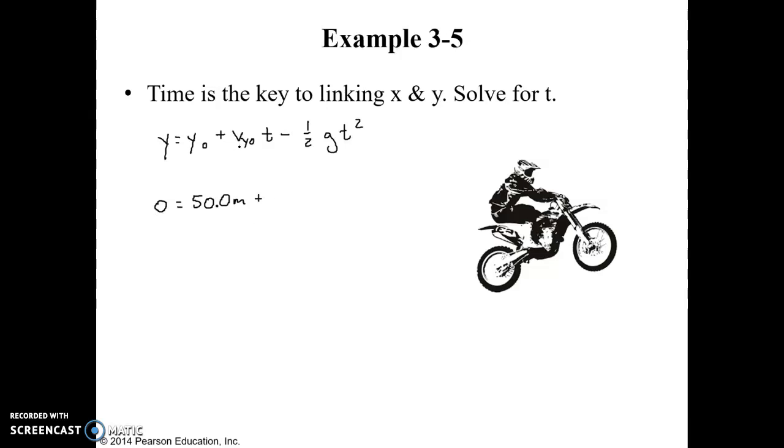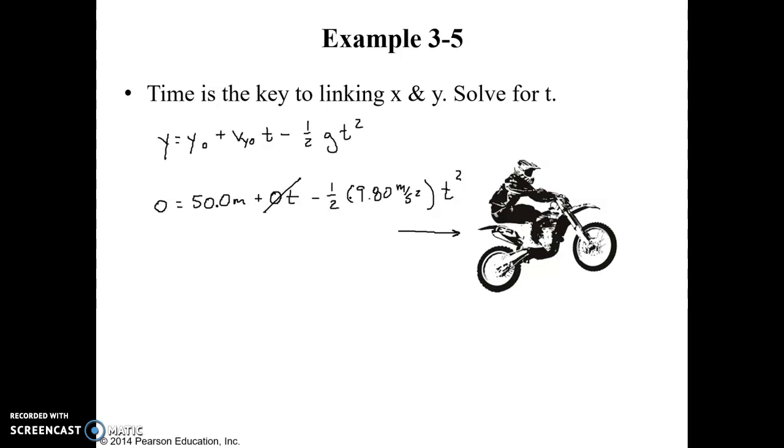Plus, what is our initial velocity in the y direction? It's 0. Initially, he's not moving up or down. The motorcycle is just traveling horizontally before it goes off the cliff. So that's 0 t minus 1/2 times gravity, 9.80 meters per second squared, times t squared. Since this is 0, that term just goes away.